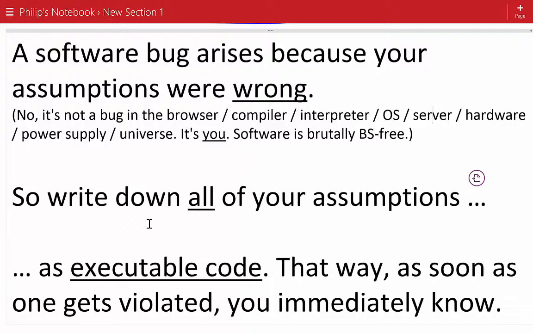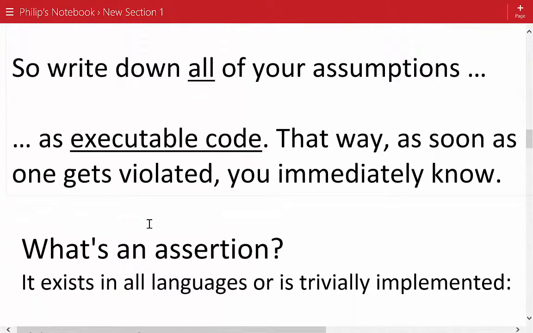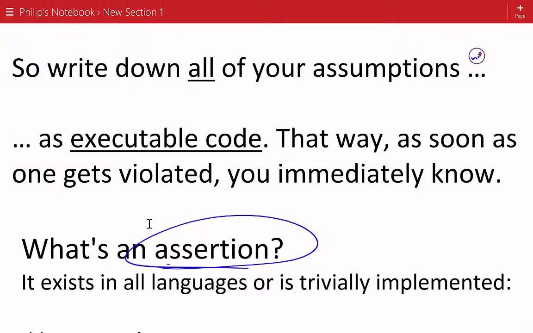Okay, so this sounds like it's magical, but it's actually implemented in something extremely, extremely simple, and that's called an assertion, or assert statement. So what's an assertion? An assertion exists in all languages, or it's just trivially implemented. If it's not in your language of choice, the first thing I do when I program in a new language or a library that I don't know is write an assertion function if one doesn't exist. And here's how you write one in JavaScript.